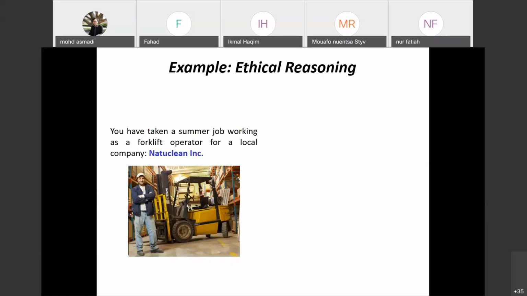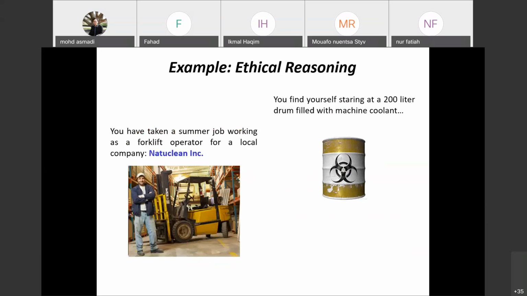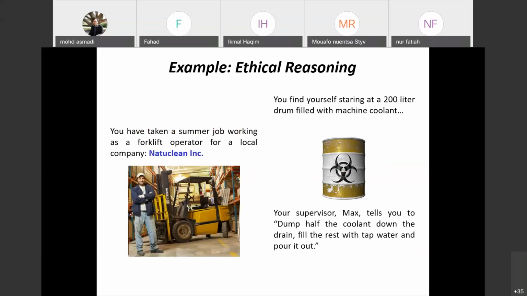For example, you have taken a summer job working as a forklift operator for a local company. You find 200-liter drums filled with machine coolant. Okay, what do you have to do? Your supervisor says, dump half the coolant down the drain, fill the rest with tap water, and pour it out.